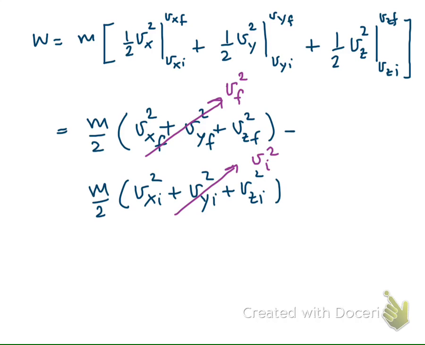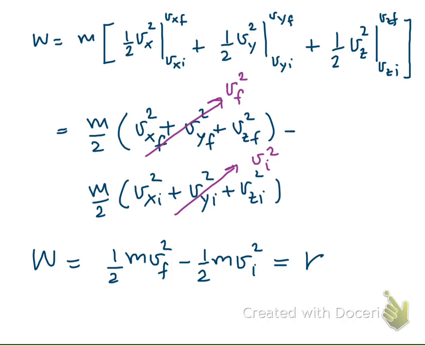So at the end we have that W is equal to half of m vf square minus half of m vi square, which is equal to the final kinetic energy minus the initial kinetic energy, or the change of the kinetic energy. So we prove the work kinetic energy theorem.